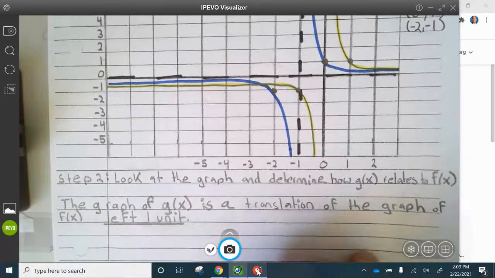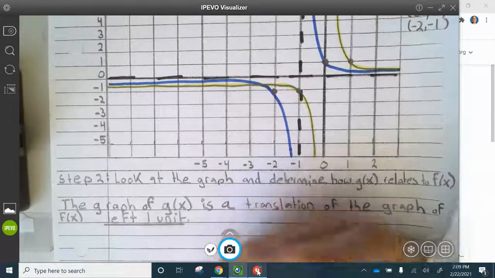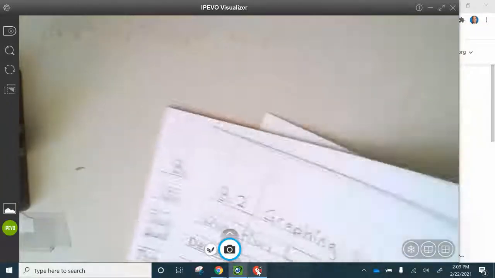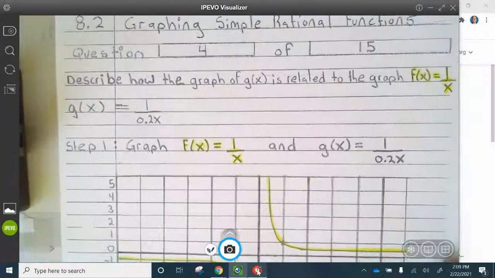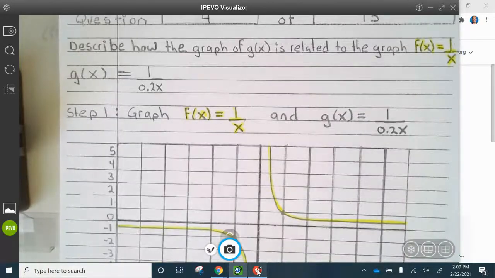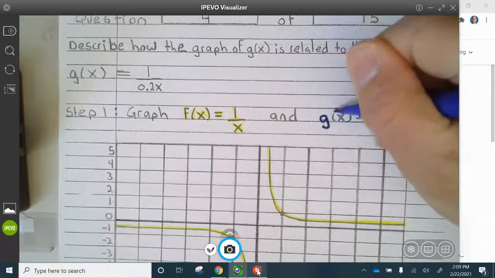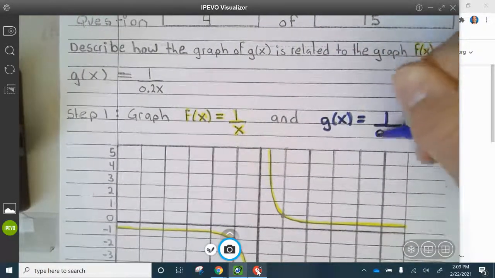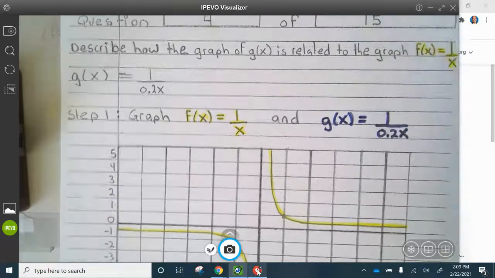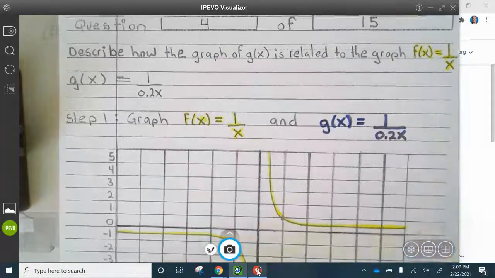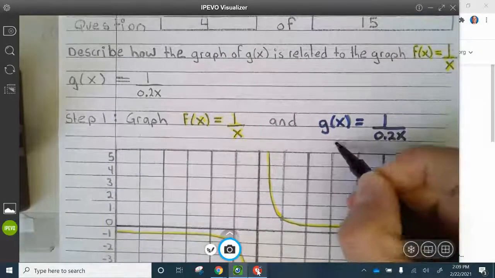All right, question 4. Describe how the graph of g of x relates to the graph of f of x equals 1 divided by x, when g of x equals 1 divided by 0.2x. Okay, we set this equal to 0, so our asymptote is x equals 0. And then there's no plus value, so it's just plus 0, so y equals 0 is your asymptote.